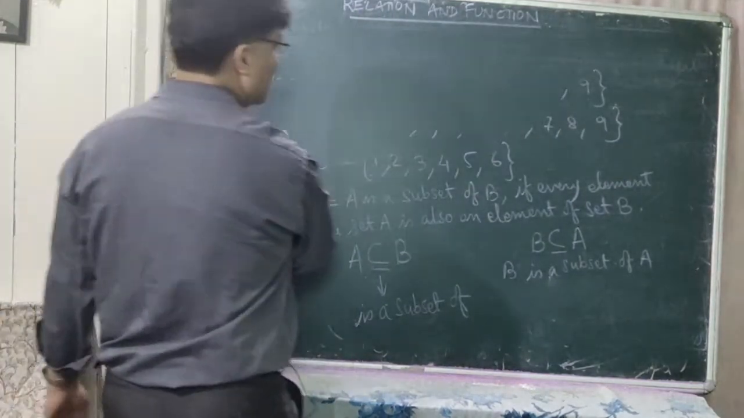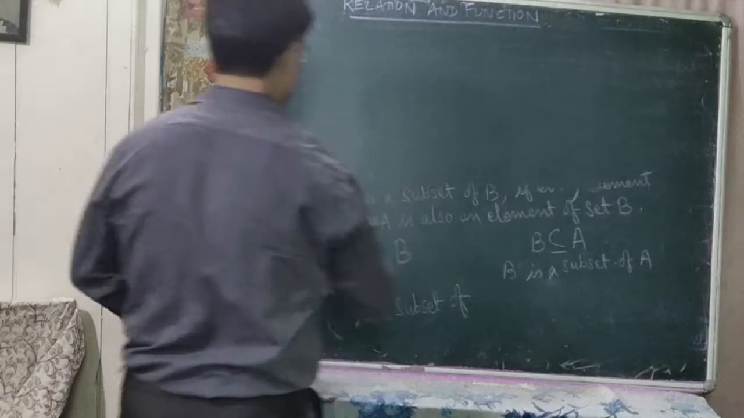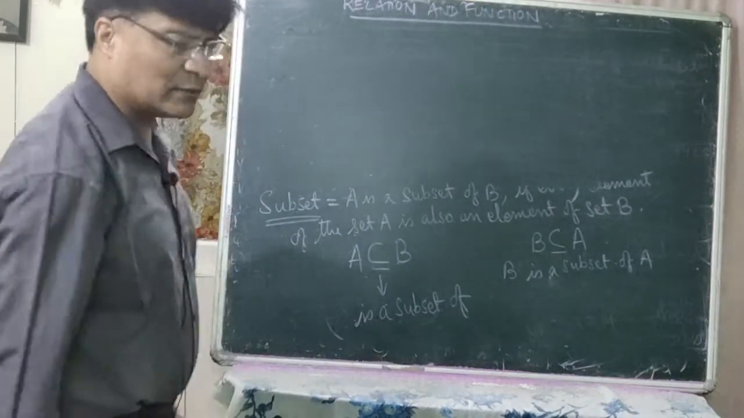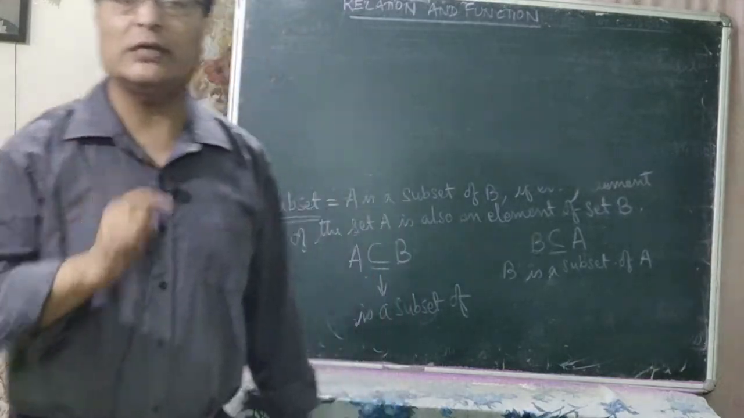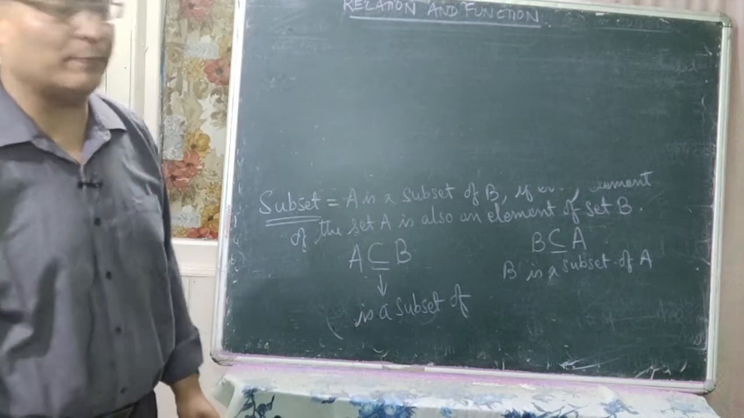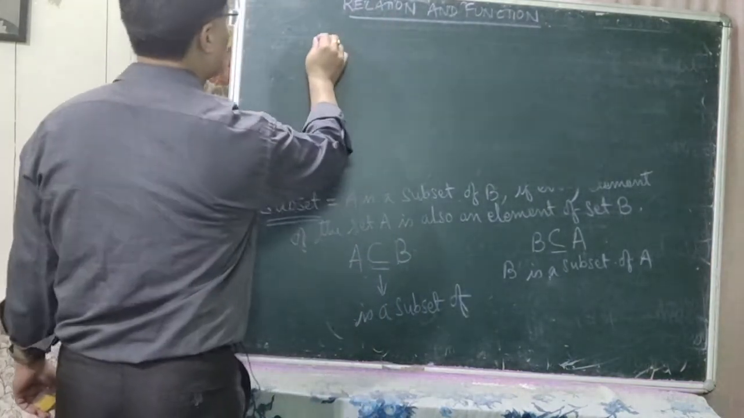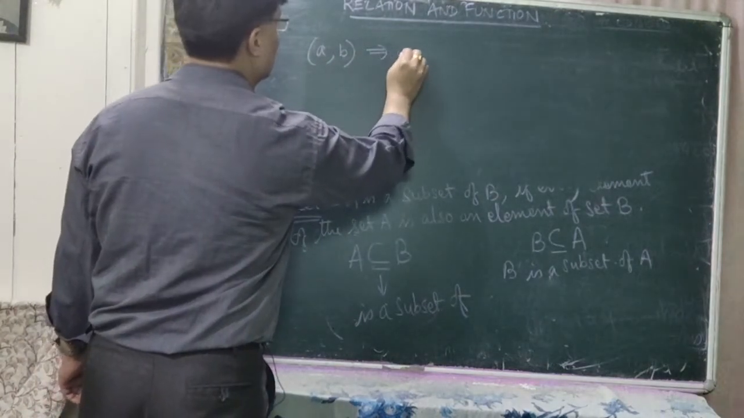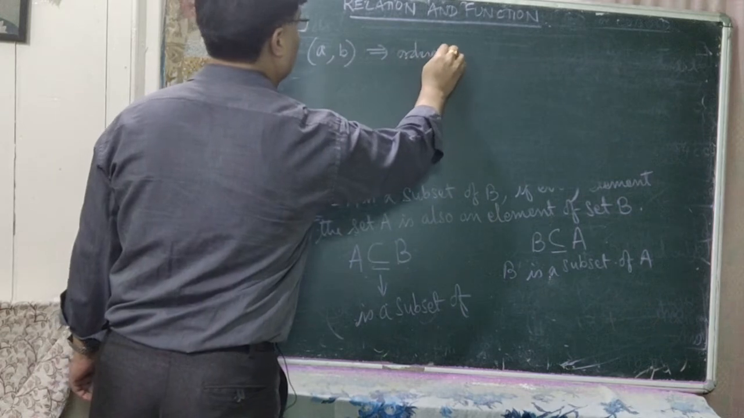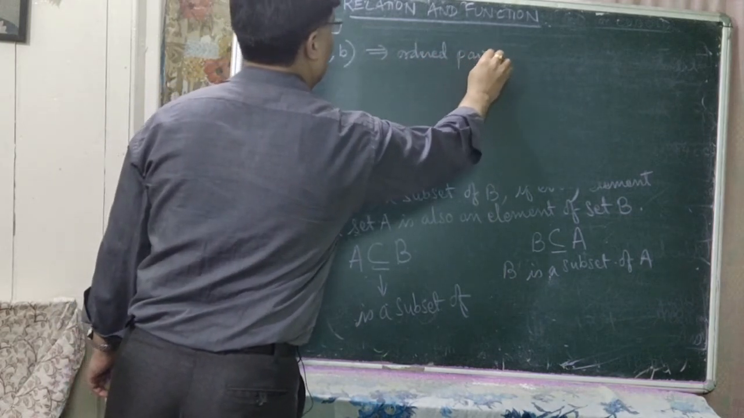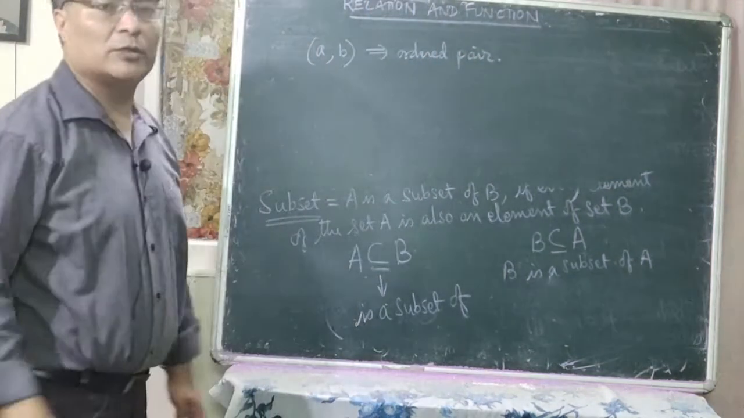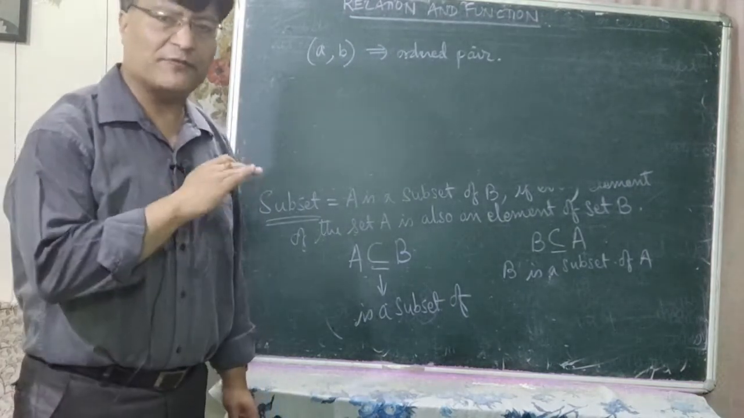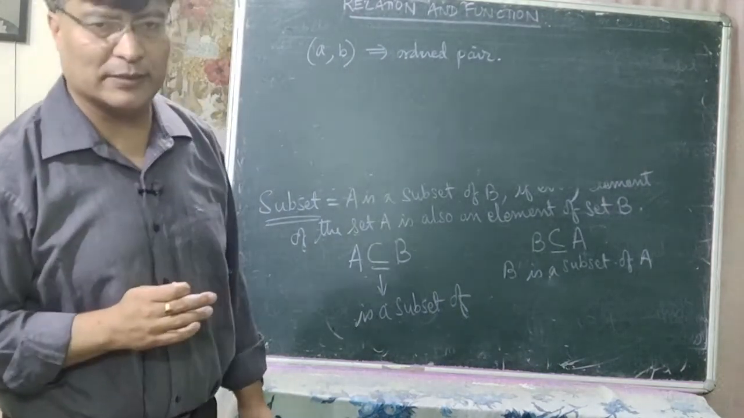So now let us do the Cartesian product of two sets. For the Cartesian product of two sets, you should know the ordered pair. What do you mean by ordered pair? Suppose if you write A comma B, this is known as what? Ordered pair. Okay? A is the first element and B is the second element.